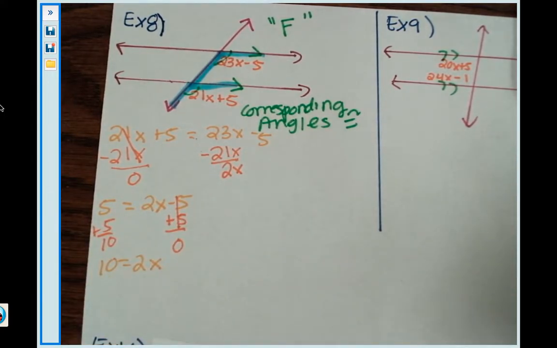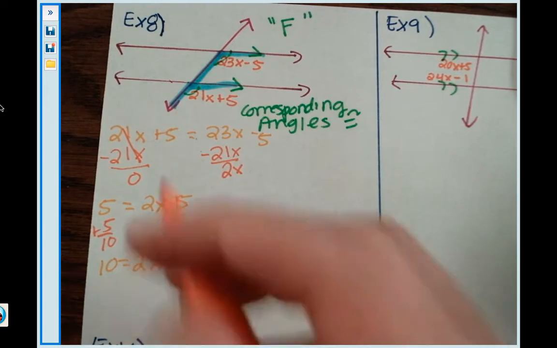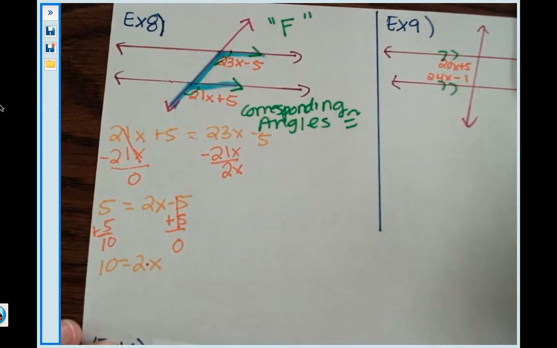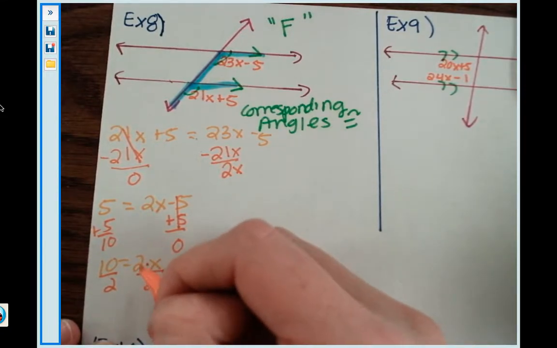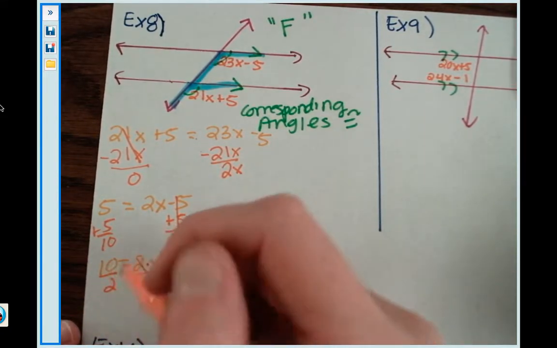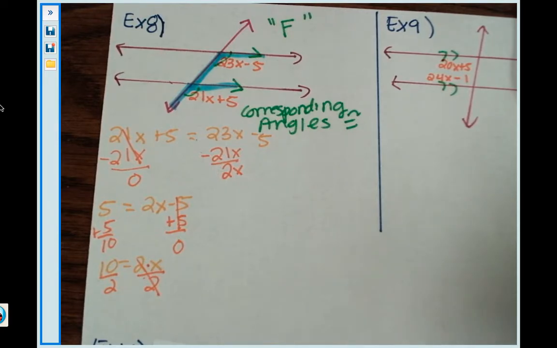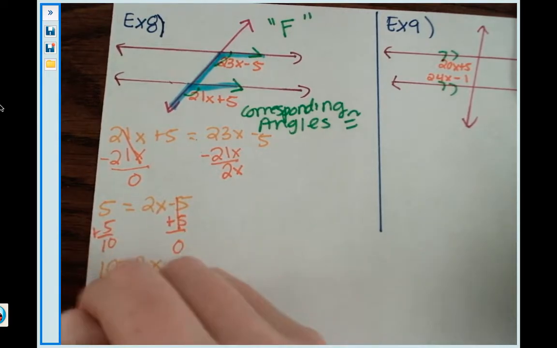All right, and the 2 is secretly multiplying to the x. So that means the way we move it to the other side is by dividing it on both sides. 2 divided by 2 cancels and turns to 1, and 10 divided by 2 is 5. So we get x equals 5. Yay!